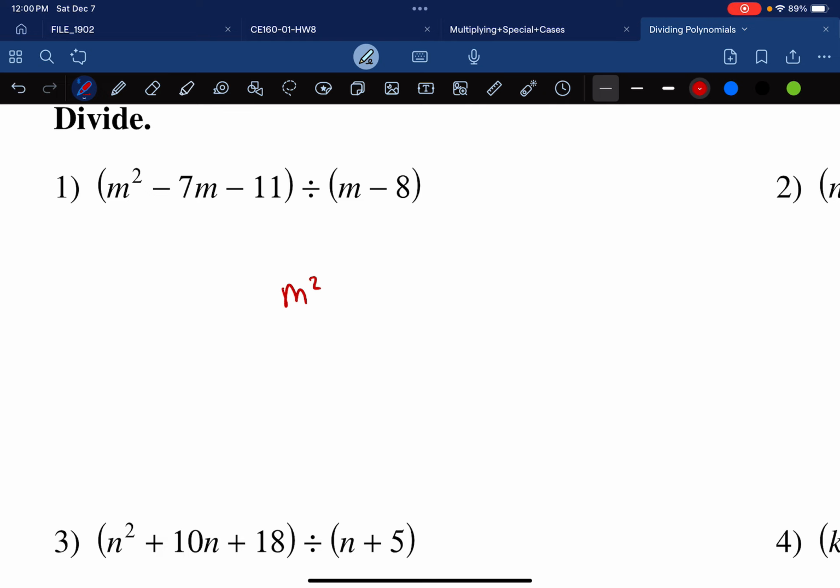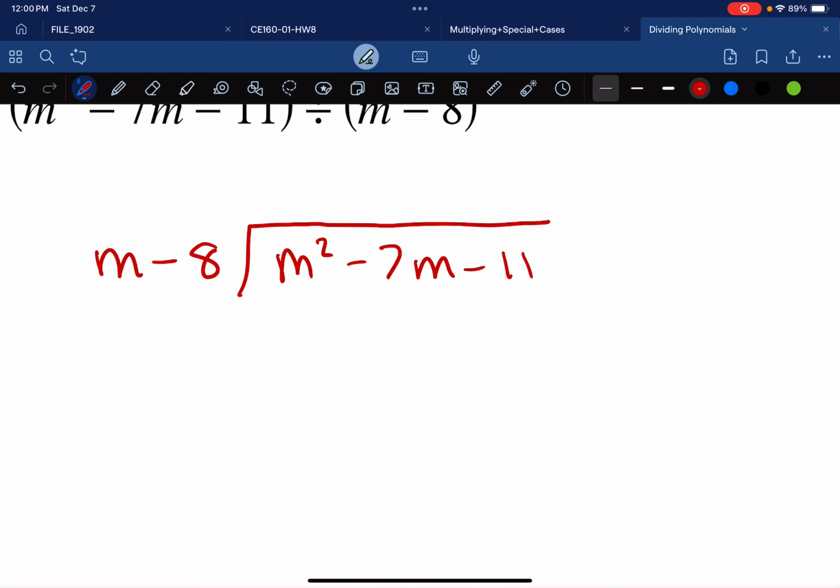When we divide polynomials, it's pretty much the same as dividing normal numbers, just with a couple tweaks. So I'm going to set up like a normal division problem, and then I'm going to say what times m is going to give me m squared. And I know that m times m is m squared. And then I go m times negative 8 is negative 8m. I'm going to subtract those. These are going to cancel out. Negative 7m minus a negative 8m is going to give me a positive m.